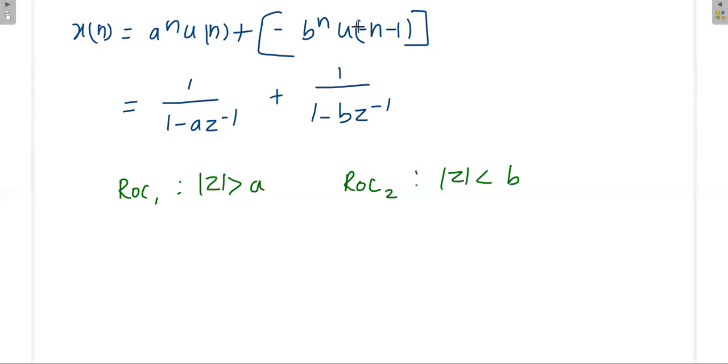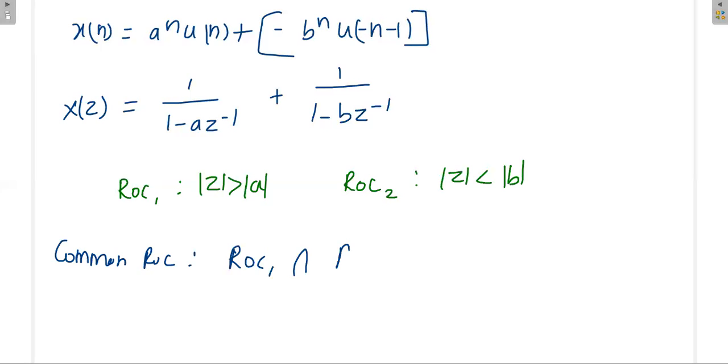Why? Because this is a left-sided signal, so definitely the ROC will be inside the circle. Again, to be on the safer side, just put the mod value, because we do not know the value of a. It may be positive or negative, so put mod a and mod b. Then for this answer X of z to be true, we have to write the common ROC. Because if only this term were there we could write this ROC, or if only the second term were there we could write the second ROC, but both terms are there at a time, so we have to write the common ROC. That is ROC1 intersection with ROC2.